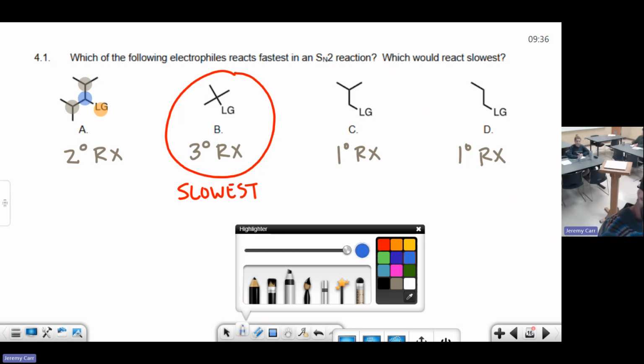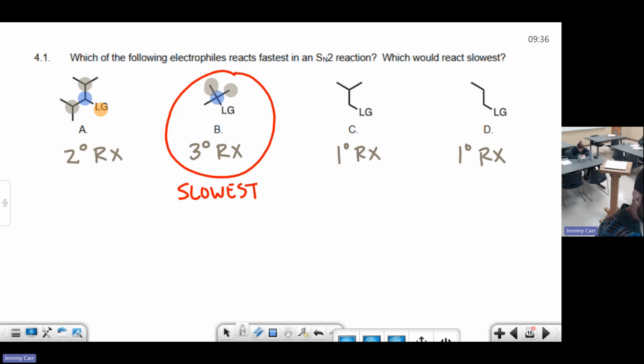So we think about that carbon as being that blue right there. You have 1, 2, 3 carbon groups that are surrounding it. And it's going to be hard for a nucleophile to get in and do a backside attack to that blue position right here. So that's going to be very, very slow. In fact, it's so slow we just generally say it's non-reactive. All right, so that's the slowest one.